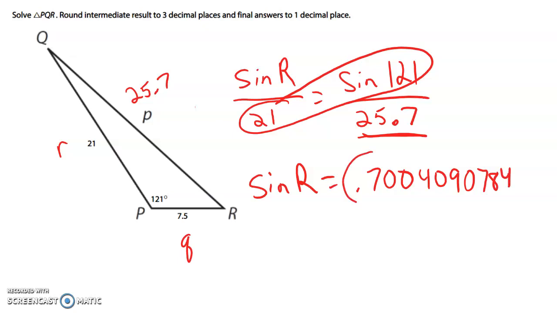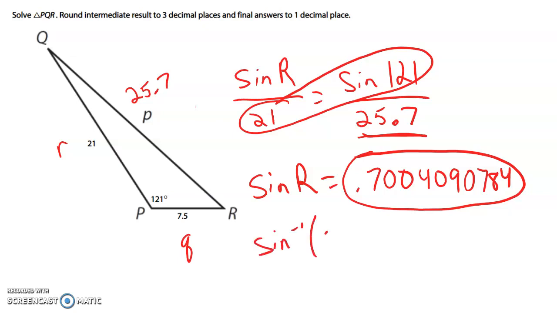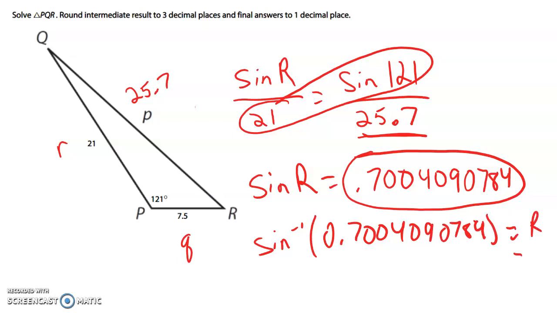Now you want to take the inverse sine of that number, and I would suggest you do the inverse sine of this entire value because this program is kind of picky. So when you do the inverse sine of that really long decimal, you should get the measure of angle R, and the measure of angle R is going to be rounded to 1 decimal place, 44.5. So I can put 44.5 there.